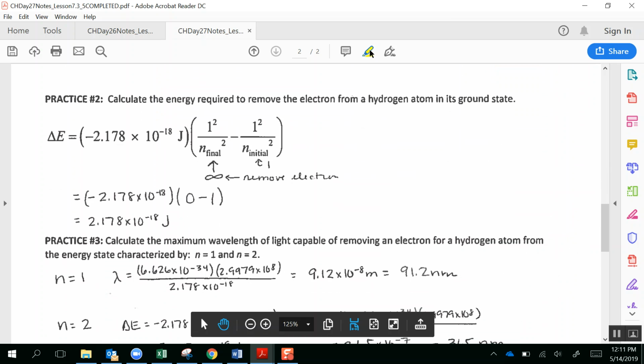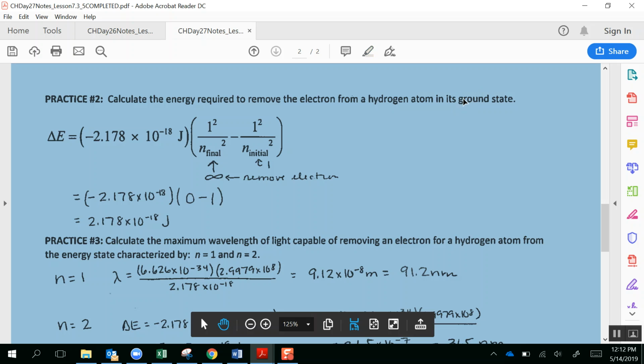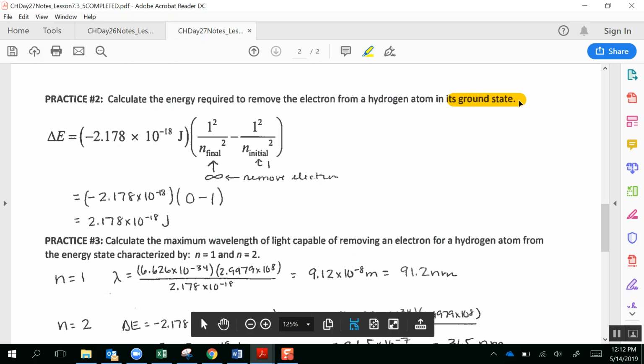Practice problem number 2: calculate the energy required to remove the electron from a hydrogen atom in its ground state. So in its ground state, it's going to be at n equals 1. And if you remove it, that means your n is infinity. And so anytime you have infinity on the bottom, you end up with 0 there. And so in order to remove the electron from a hydrogen atom in its ground state, running through this equation, you end up with 2.178 times 10 to the negative 18 joules, and that's a positive number.